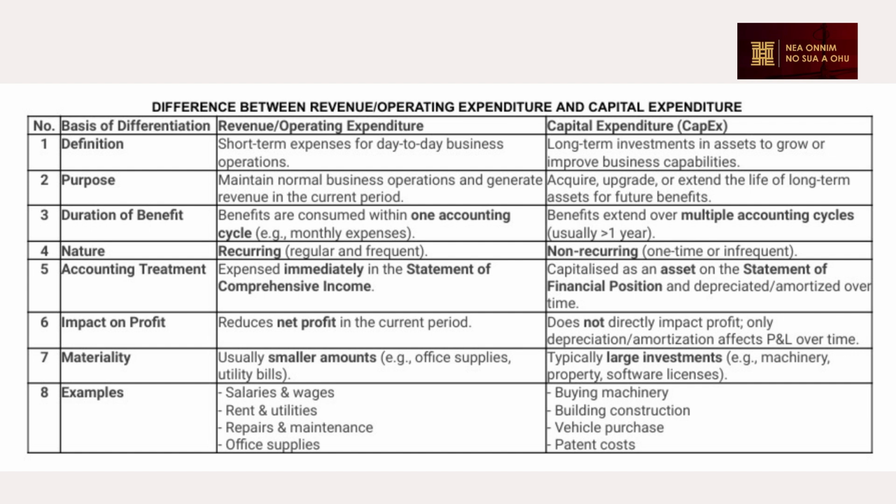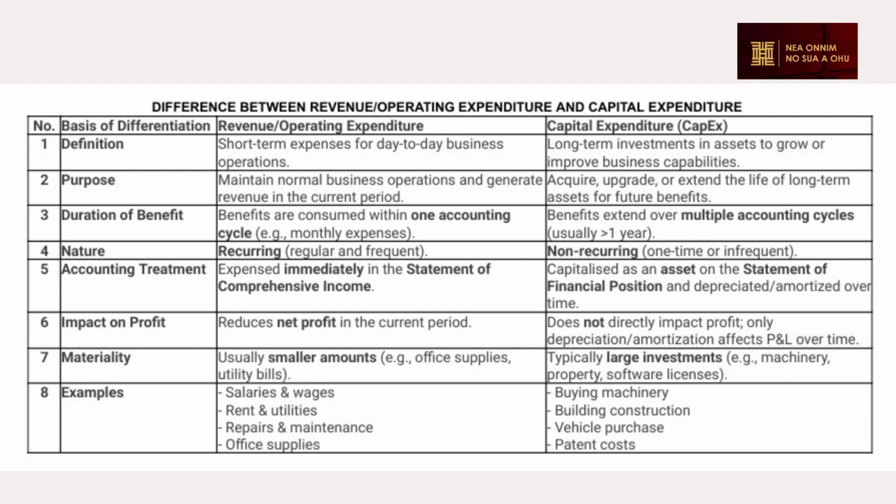And so, on the basis of materiality, revenue or operating expenditure tend to be smaller, immaterial amounts which are recurring, whereas that of capital expenditure are big material amounts which tend to be non-recurring. And so that is materiality. And so that is it for the 7 bases of differentiation of revenue or operating expenditure and capital expenditure.